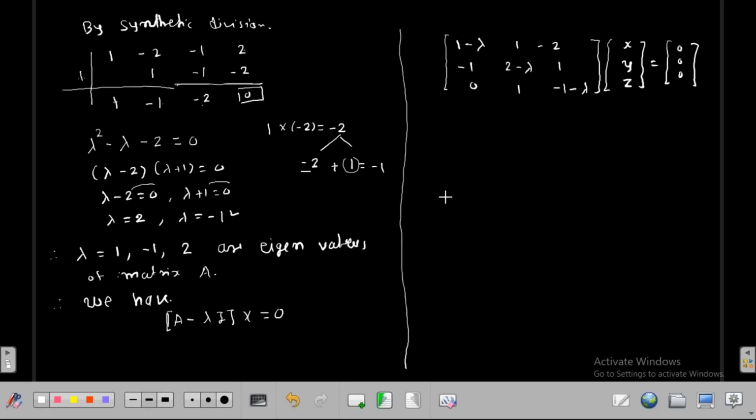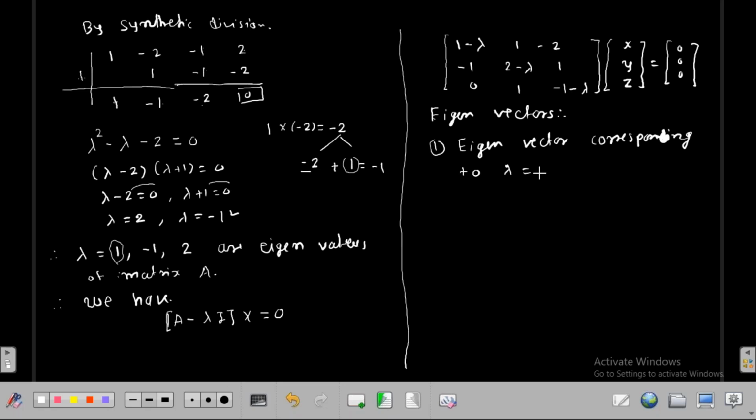Okay. Now find the eigenvectors. So how to find the eigenvectors? These eigenvalues are different, not equal: 1, minus 1 and 2. So we will get the eigenvectors also different, corresponding to each eigenvalue. So first, the eigenvector corresponding to lambda equal to positive 1.